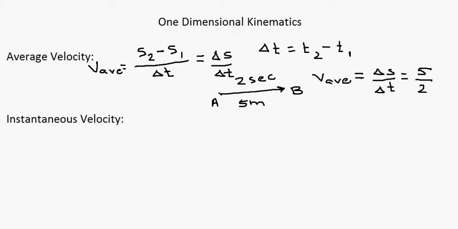Now what are the units of velocity? Well, velocity is displacement over time. So what is the unit of displacement? The unit of displacement is meters, right? So meters divided by, of course, the unit of time in seconds. So the unit of velocity is going to be meters per second. So the average velocity over here is 5/2 meters per second.